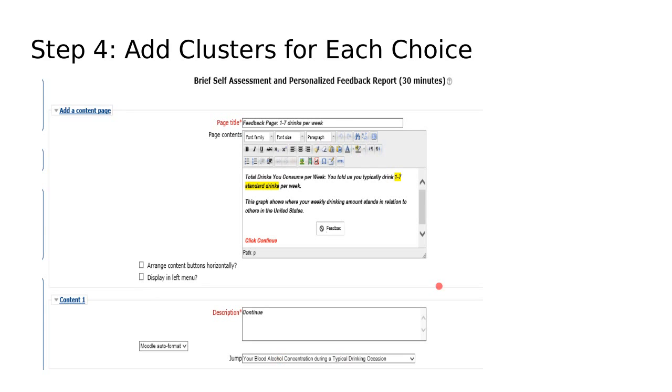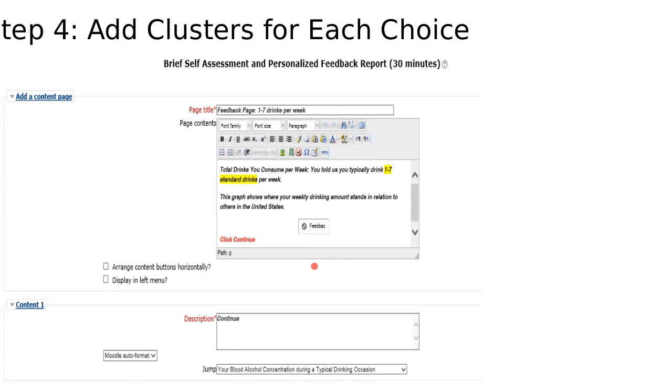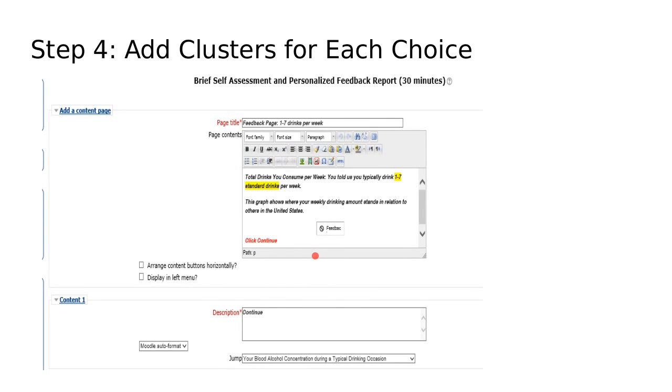So you would add clusters for each choice, and if you take a look at this particular area, you can see in the editing portion that here is the response, and this is a feedback page, and we're going to provide specific feedback for that page. So each choice is going to have different kinds of feedback depending on which page you have. So you're going to wind up again with sort of a big Christmas tree, the decision tree.